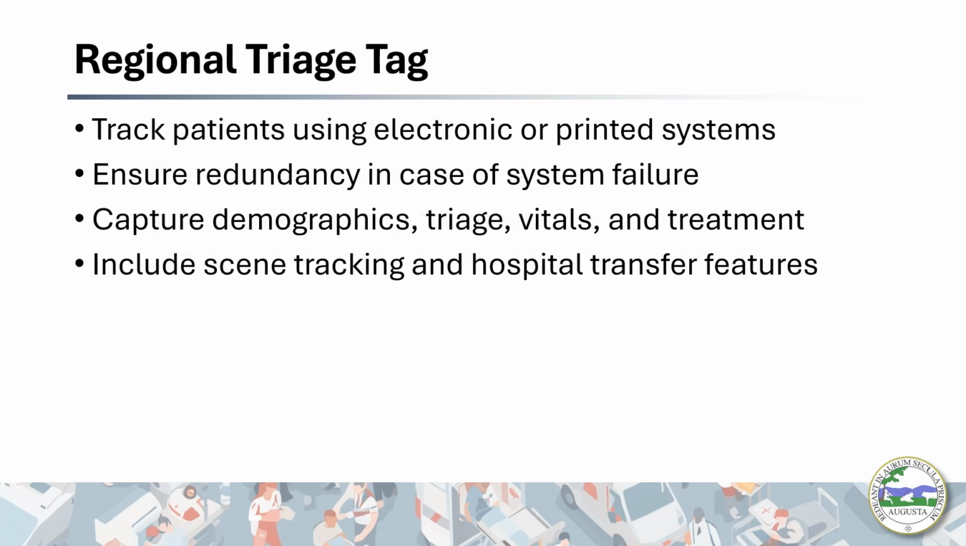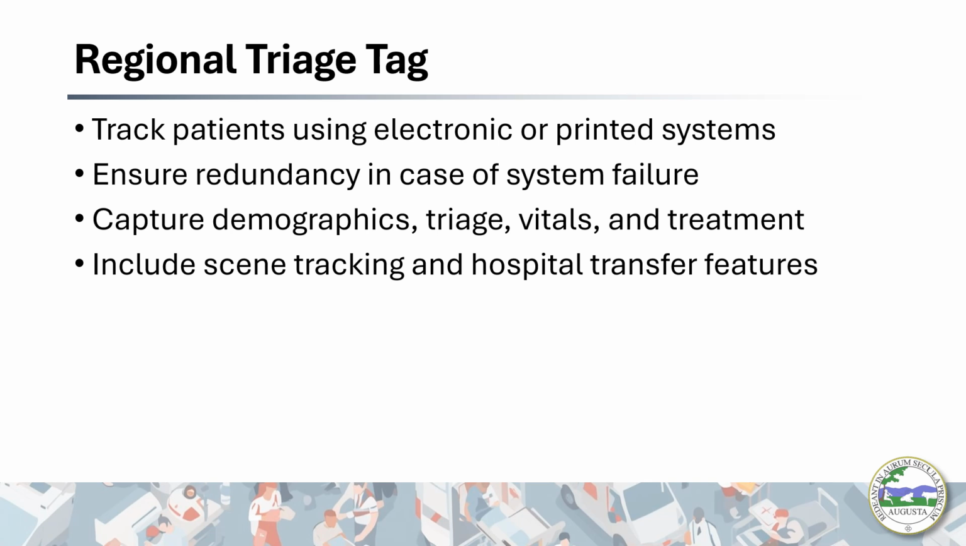In Virginia, licensed EMS agencies are required to use either electronic or printed systems to track patients during mass casualty incidents, evacuations, or large-scale events. Redundancy is critical. Your system must have a backup in case of failure. The recommended system should capture essential patient information, including demographic details, triage category, vital signs, treatments provided, and a body diagram to document injuries. Barcodes or QR codes allow integration with hospital records and ensure accurate patient identification.